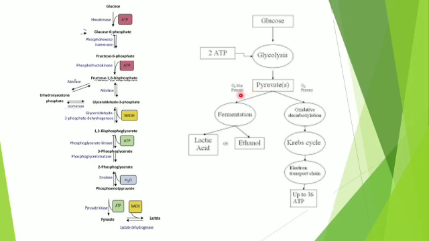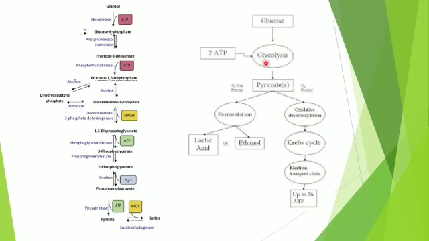Each of them, if oxygen is not present, will undergo fermentation to form either an organic acid, that is lactic acid, or ethanol. And if oxygen is present, then it will undergo oxidative decarboxylation, Krebs cycle, electron transport chain, and finally yield up to 36 ATP molecules from one glucose molecule. And these events will take place inside the mitochondria.